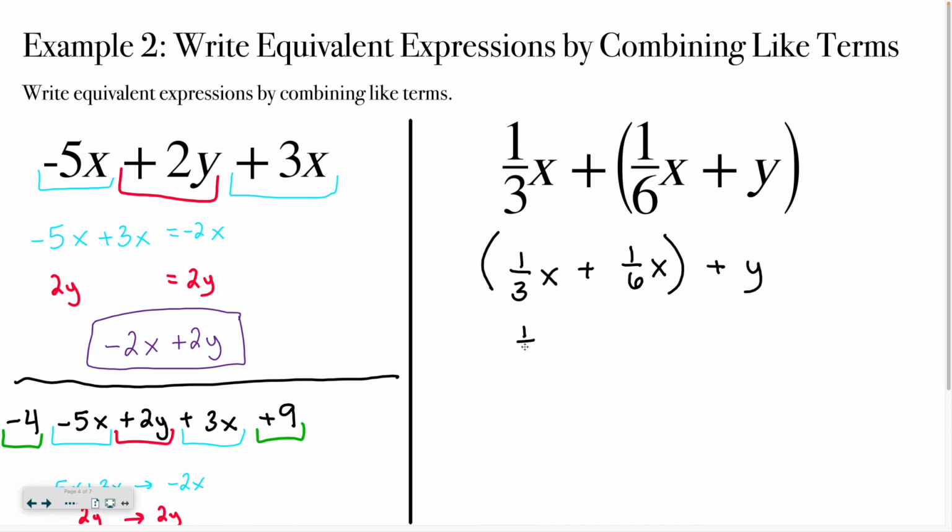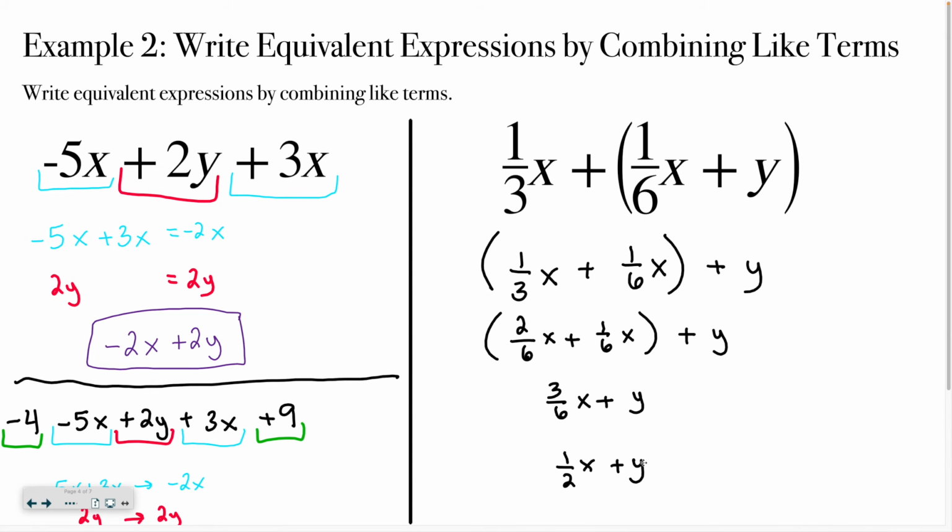I need a common denominator before I can do that. So I know that I can change this 3 to be a 6, right? So I can change that by multiplying by 2. So 2/6 x plus 1/6 x. Now I have a common denominator. It's the only thing I've changed. And that would equal 3/6 x plus y. 3/6 x, if I simplify that, that's the same thing as saying 1/2 x. And then I still have that plus y.